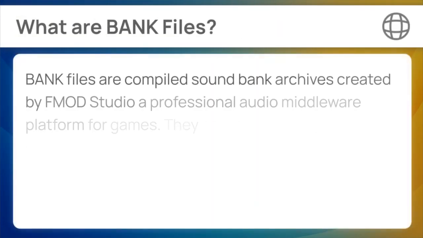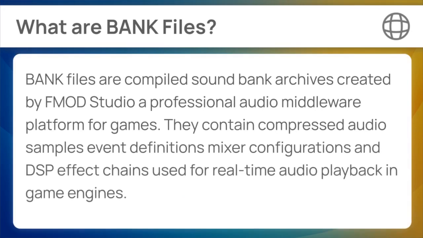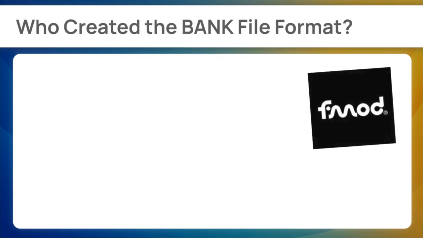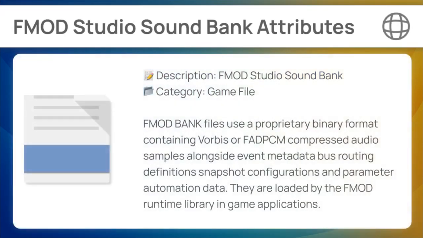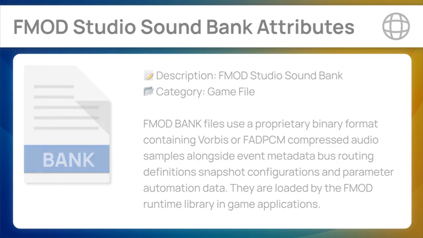BANK files are compiled sound bank archives created by FMOD Studio, a professional audio middleware platform for games. They contain compressed audio samples, event definitions, mixer configurations, and DSP effect chains used for real-time audio playback in game engines. FMOD BANK files use a proprietary binary format containing Vorbis or FADPCM compressed audio samples alongside event metadata, bus routing definitions, snapshot configurations, and parameter automation data. They are loaded by the FMOD runtime library in game applications.